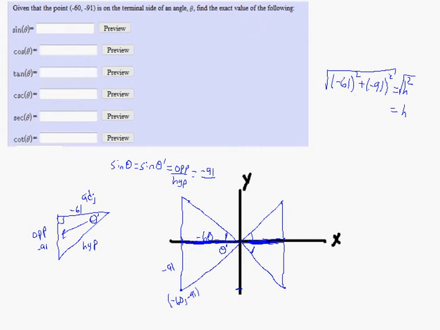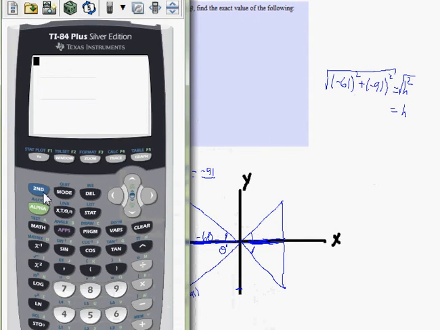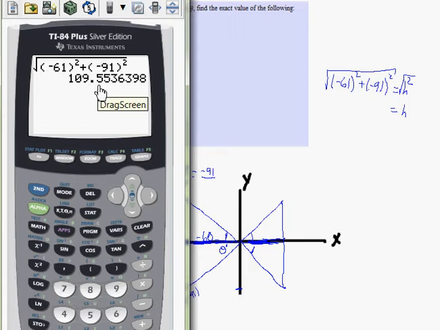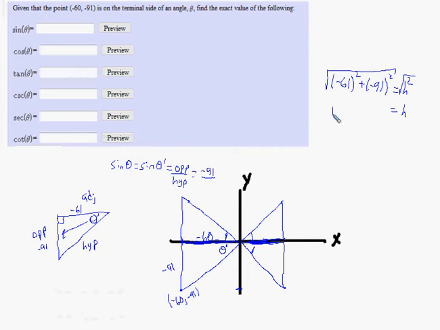so I'm going to have to switch over to my calculator and tell it that I want the square root of parentheses negative 61, I know you're not seeing all the keys here, added to negative 91 squared. Since when you square a negative it becomes positive, you actually could, for this calculation, leave the negatives out. I press enter, and I get that the hypotenuse is about 109.55 units.